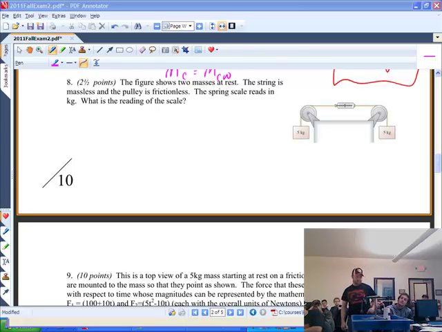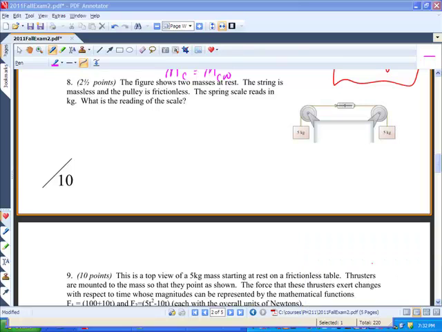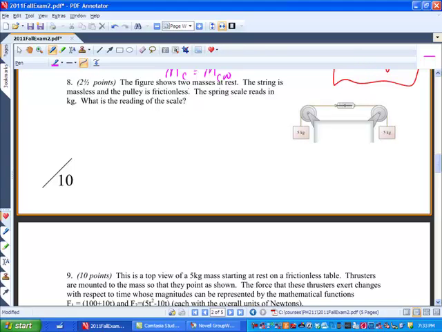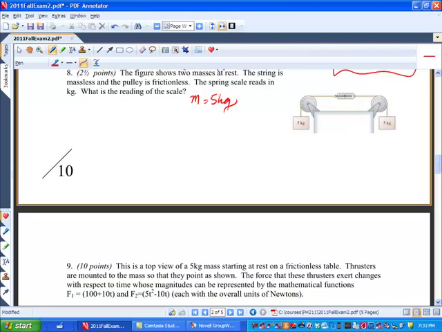Okay, so the universe has answered this one for us. I guess if you bring a spring scale to the exam, you can give it a try yourself. The correct answer is it'll read 5 kilograms in this case. Any questions on that one before we go on? Okay, let's go ahead and go on to the next one.